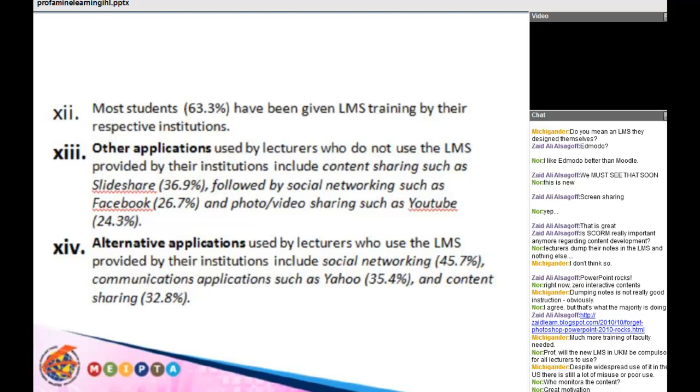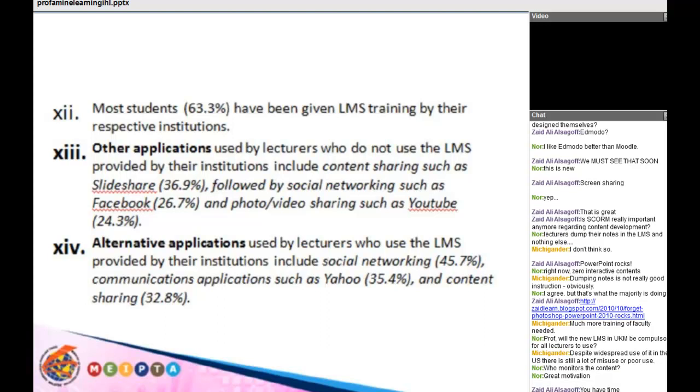But the way forward, I think, is to get people to embed all these applications in the LMS. I know you can do that in Moodle. In our iFolio, if I have time, I will show you. We can embed all these interactive applications within our learning environment. So I think that should be the way forward.